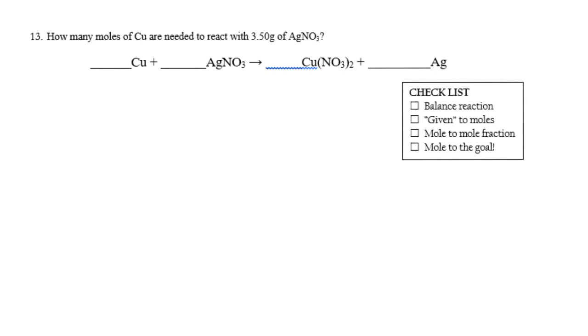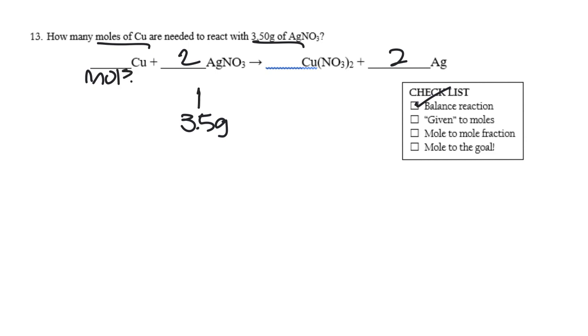Last problem. It's asking how many moles of copper are needed to react with 3.5 grams of silver nitrate. So first thing, balance the reaction. I look at this and I balance it, and I need a 2 in front of the silver nitrate and a 2 in front of the silver. And so for this last problem, because there's room, we're going to get back to the bridge and the valley. So I have 3.5 grams of silver nitrate, and I want to get to moles of copper.